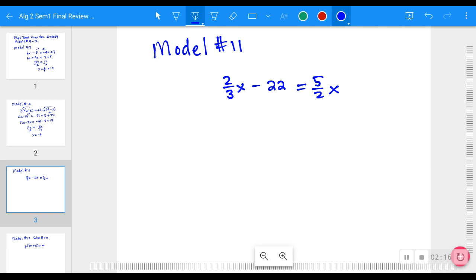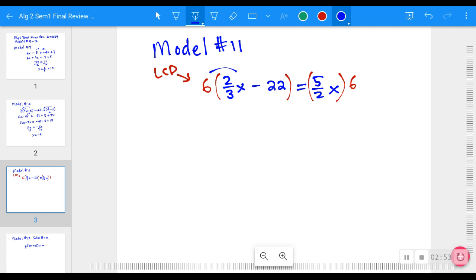Okay, on number 11, we have a complication here. We have these fractions, 2/3 and 5/2. And since fractions are everybody's favorite, we're going to do away with them. If you have an equation, we have an equal sign, then you can multiply both sides by whatever you want. And if you take the least common denominator, let's see, we have a denominator of 3 over here, and a denominator of 2 over there, and both of those numbers go into 6. So the LCD is what you multiply by, least common denominator.